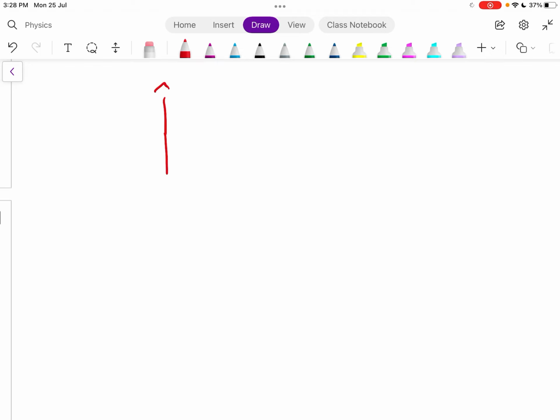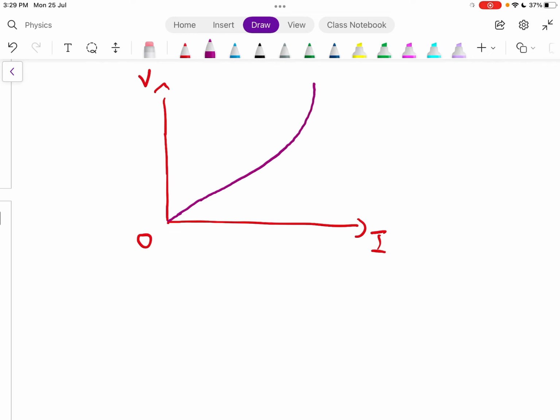For example, I draw a V-I graph. This graph will also pass through the origin, but the graph will not be straight, because a non-ohmic conductor doesn't obey Ohm's law. So of course, the graph will look something like this. At the very start, you obey Ohm's law, then after that, you curve. So this very first part is a straight line, but the last part is your curve. You can see that the gradient increases.